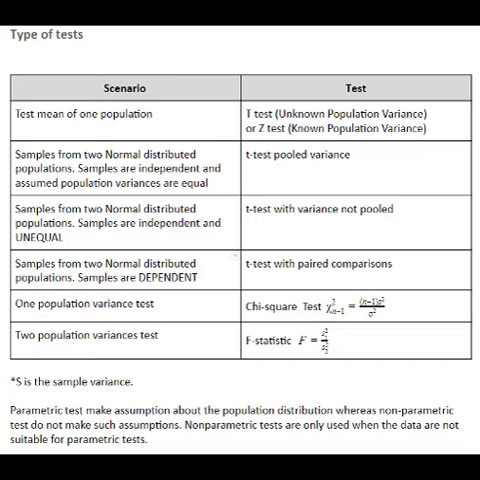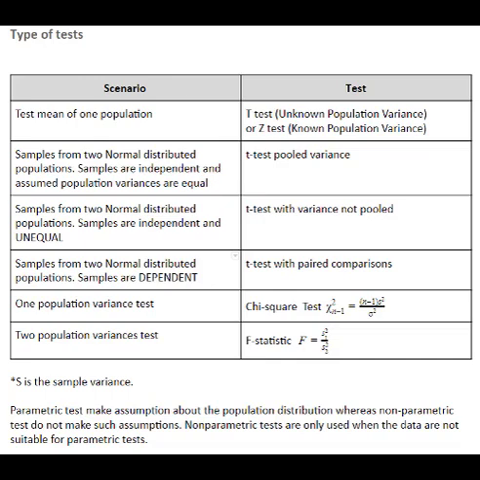The t-test should be used when we don't know the population variance and the samples we are drawing from the population have sample size greater than or equal to 30. The z-test should be used when we know the population variance.